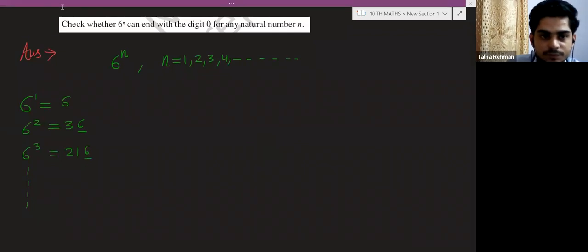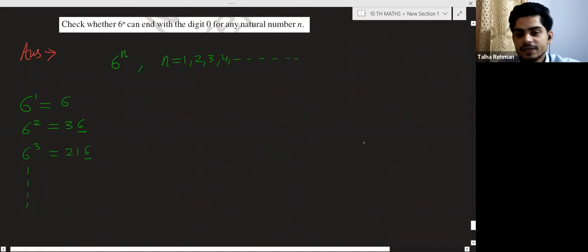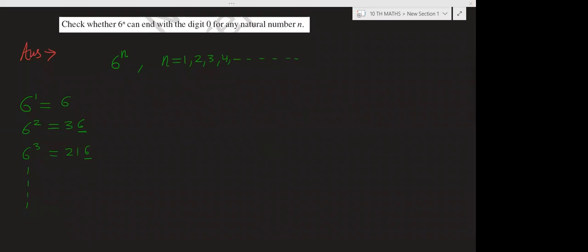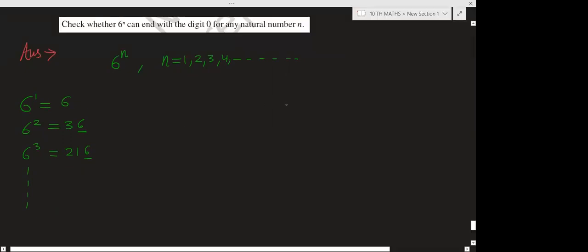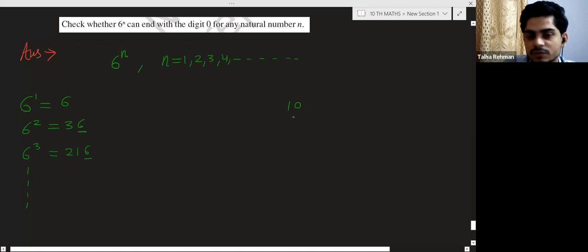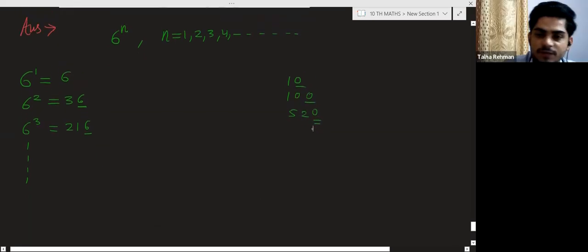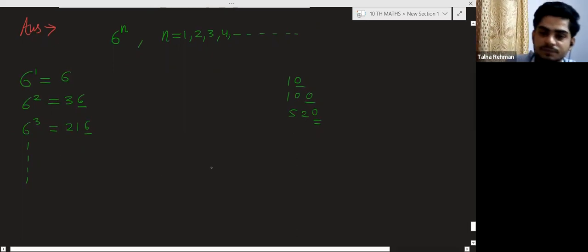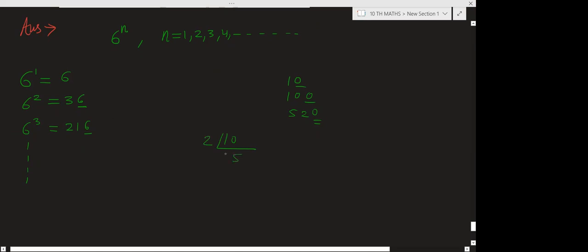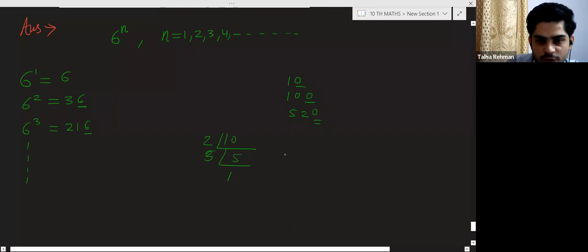So let's see. If a number ends with 0, like here is 10, this is ending with 0. This is 100, ending with 0. This is 50, ending with 0. So if a number ends with 0, it contains at least one pair of 2 and 5 in its factors. You can check this. 10 contains 2 and 5. A pair of 2 and 5 means 2 times 5 equals 10, and that's why the end digit becomes 0.